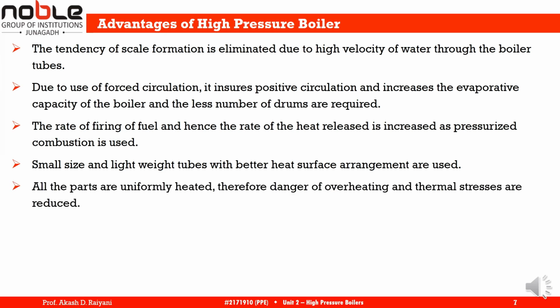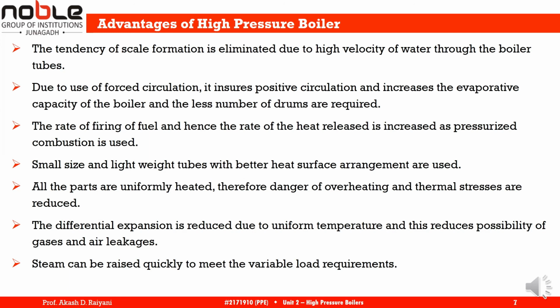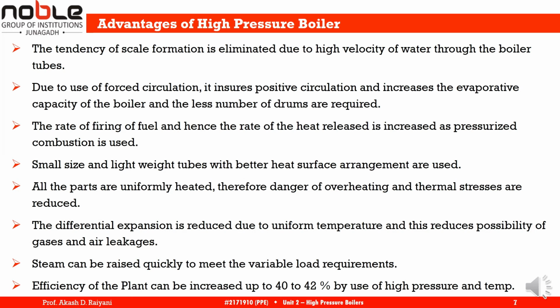All the parts are uniformly heated, therefore the danger of overheating and thermal stresses is reduced. The differential expansion is reduced due to the uniform temperature, and this reduces the possibility of gas and air leakage. Steam can be raised quickly to meet variable load requirements. Efficiency of the plant can be increased up to 40 to 42% by use of high pressure steam and temperature, because it is used in the turbine and increases the output of the turbine.